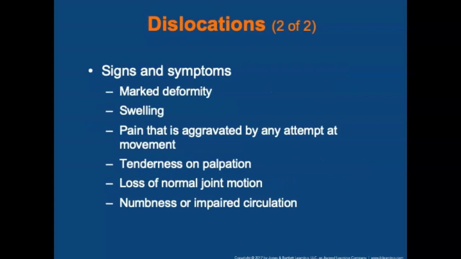Signs and symptoms of a dislocated joint are similar to those of a fracture, and those include marked deformity, swelling, pain that is aggravated by attempted movement, tenderness on palpation, virtually complete loss of normal joint movement, and numbness or impaired circulation to the limb or digit.